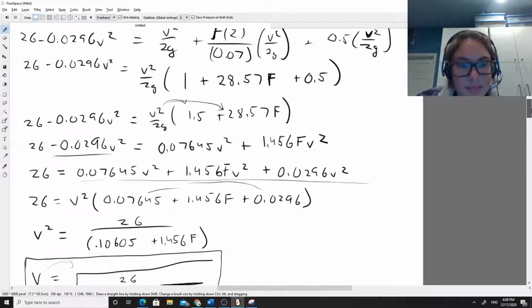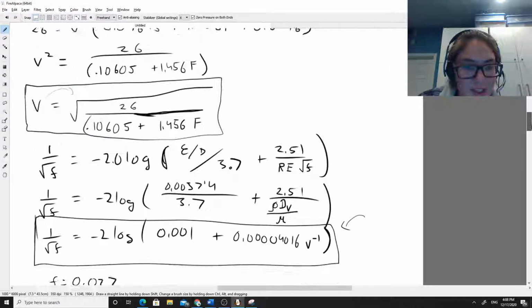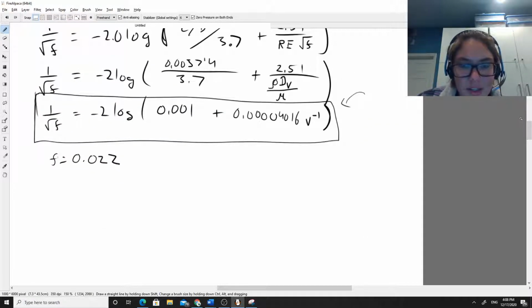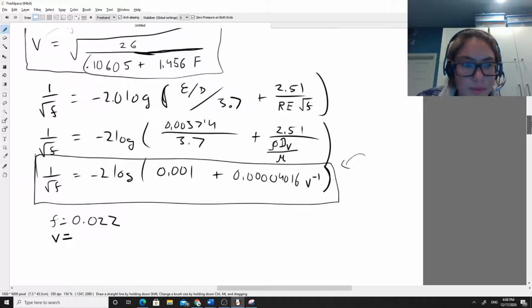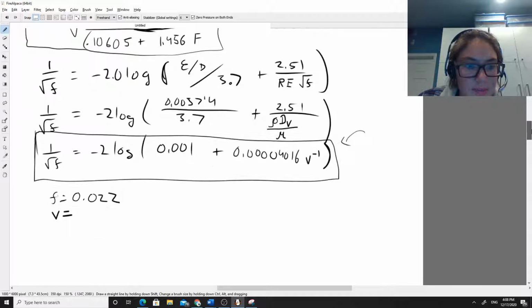But does that prove that this is fully turbulent? Well, if we get f is equal to 0.022, and our velocity is going to be roughly the same, it's going to be roughly 13 meters per second.